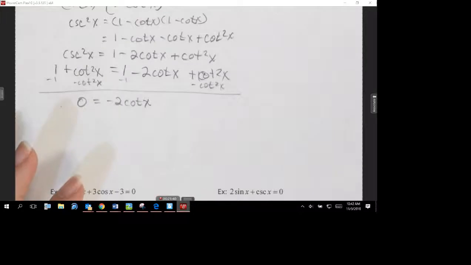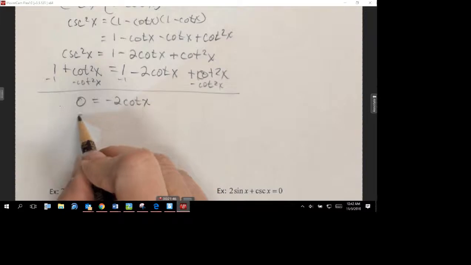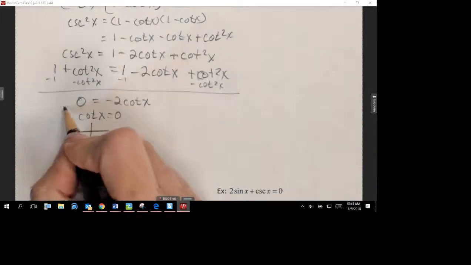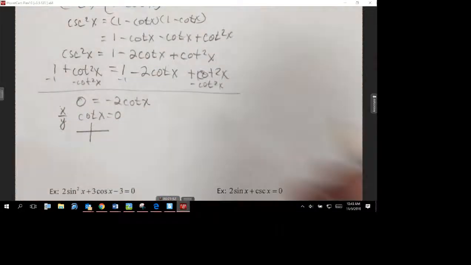So my 1 and my cotangent squared both canceled out, and I divide by -2 and get cotangent x equals 0. So where is cotangent, which is x over y, equal to 0?